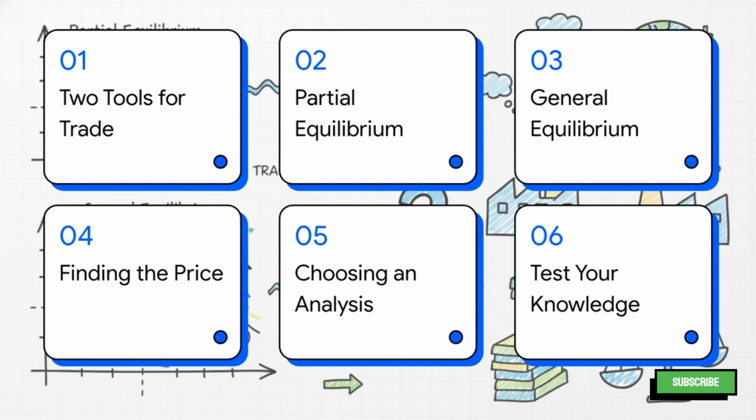So, here's how we'll do it. First, we'll look at the two big tools in the box. Then, we'll zoom in on partial equilibrium for a close-up. After that, we'll pull back for the big picture with general equilibrium. We'll see how they both find that magic price, put them head to head, and then wrap things up with a quick quiz to make sure it all sticks. Sound good? Let's dive in.